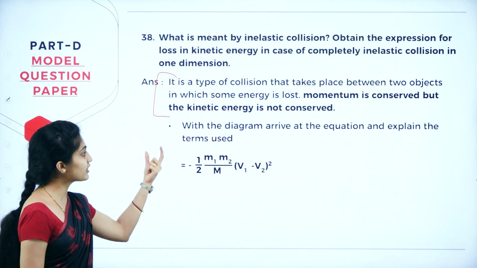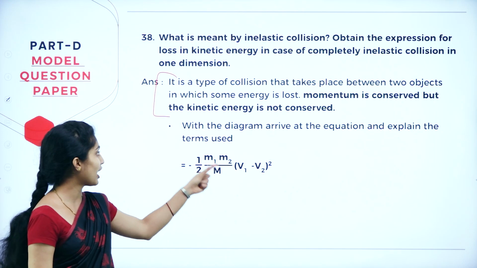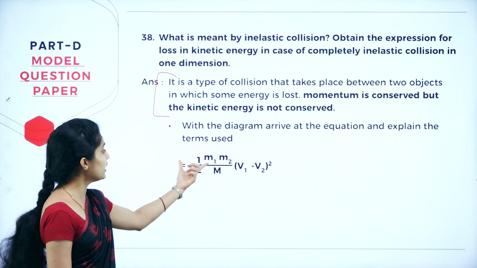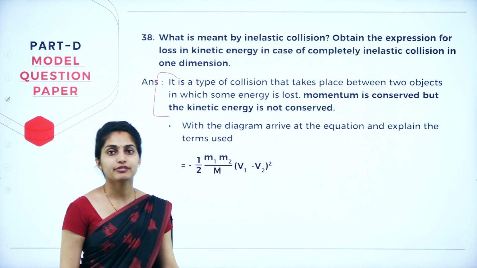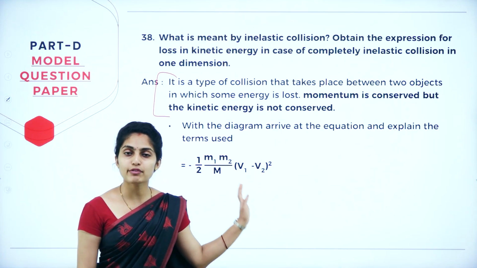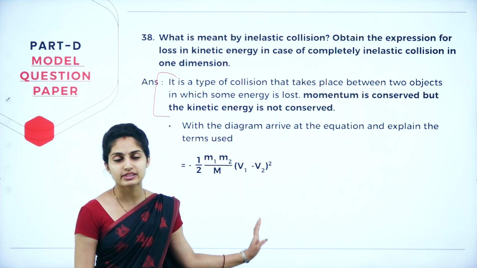Then you have with a neat diagram, we will have to arrive at the equation and we have to explain the terms which is used. And what will be the formula? It is of this half m1 m2 divided by m into (v1 minus v2) the whole square. So this will be the formula for it. You have to arrive at this equation and explain the following terms for this equation.